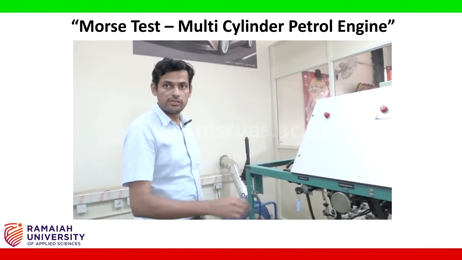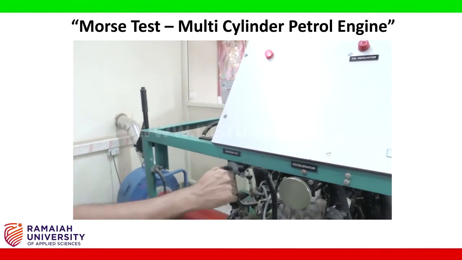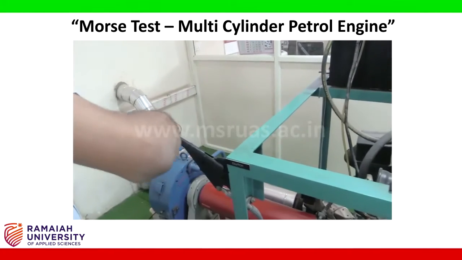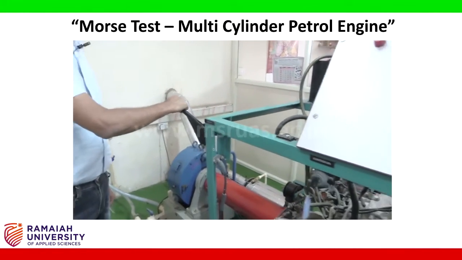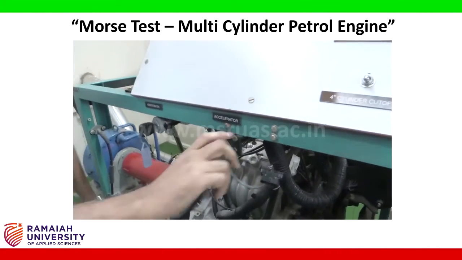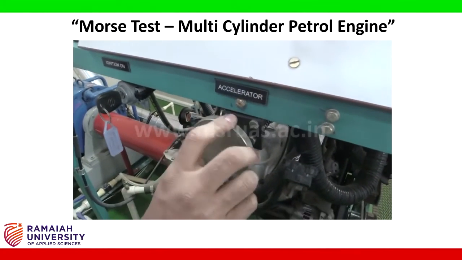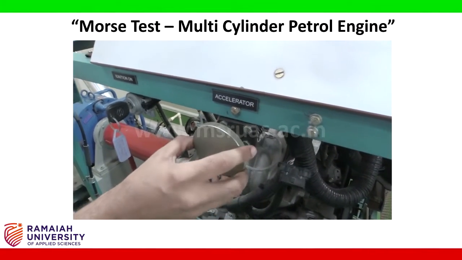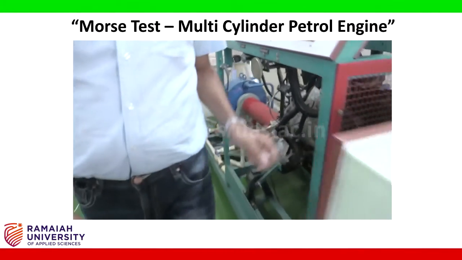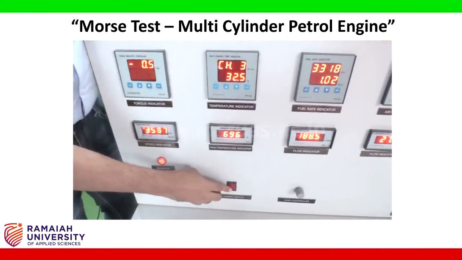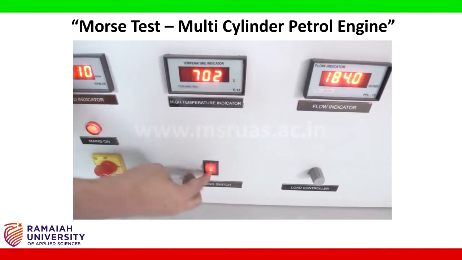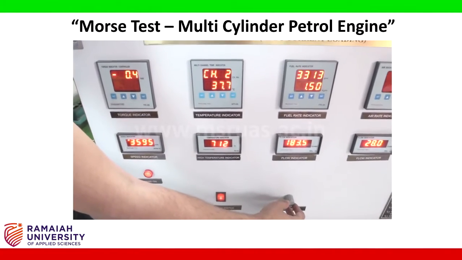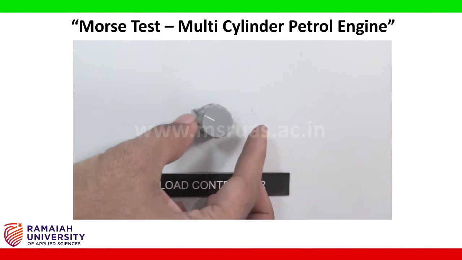Let us start the experiment. Switch on the engine. Engage the dynamometer to the engine. Then give 3 rotations to the accelerator: 1, 2, 3. Then apply the loading switch. Then set the torque to 10 Newton meter by adjusting the load control.